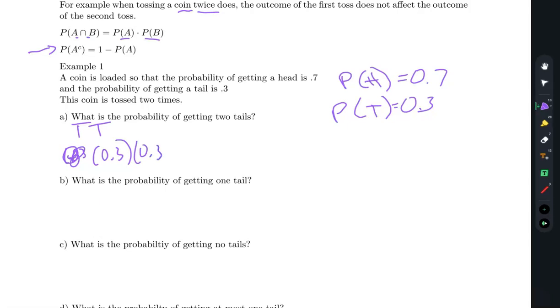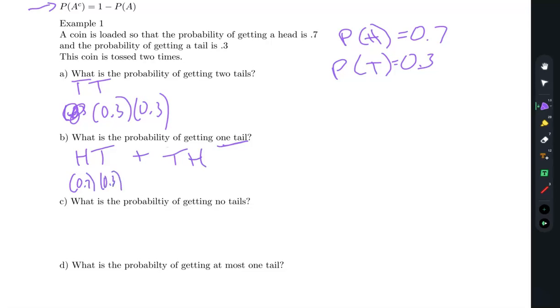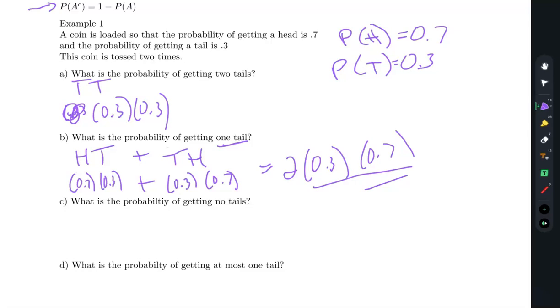0.3 times 0.3. Okay, so the probability of getting one tail, there's two different ways. We've got a head and a tail, or a tail and a head. So we take the probability of head times the probability of tail, and then we add on the probability of the tail times the probability of the head. So then we just get two of those, right? 2 of 0.3 times 0.7, and that's a fine answer.